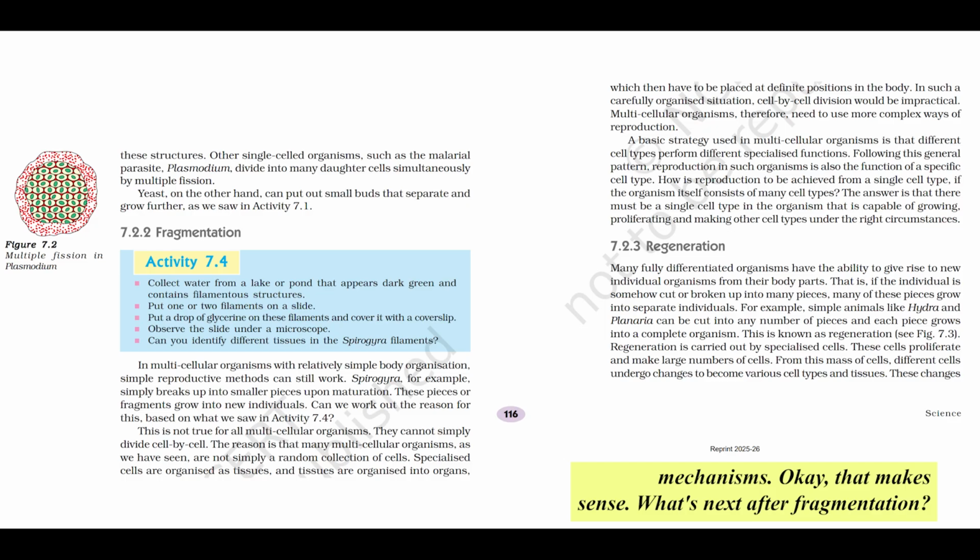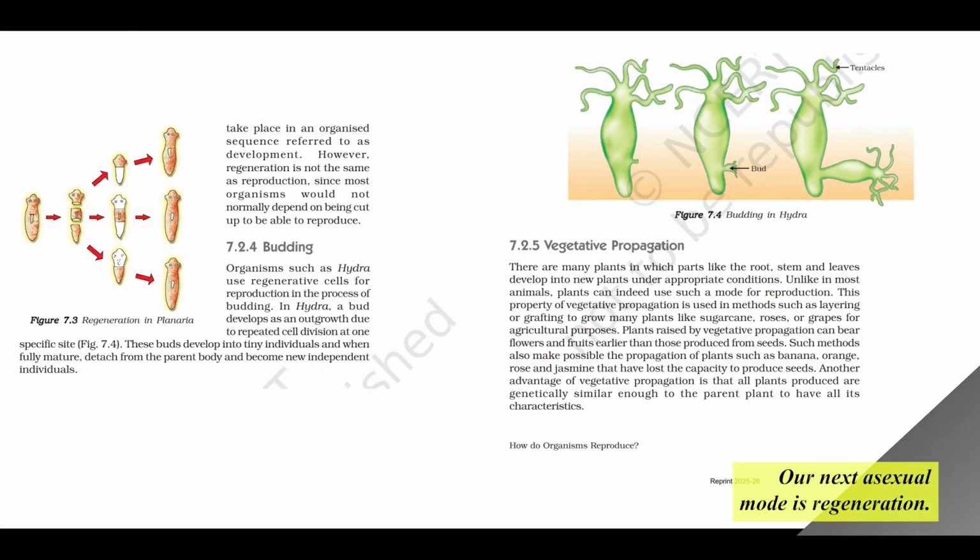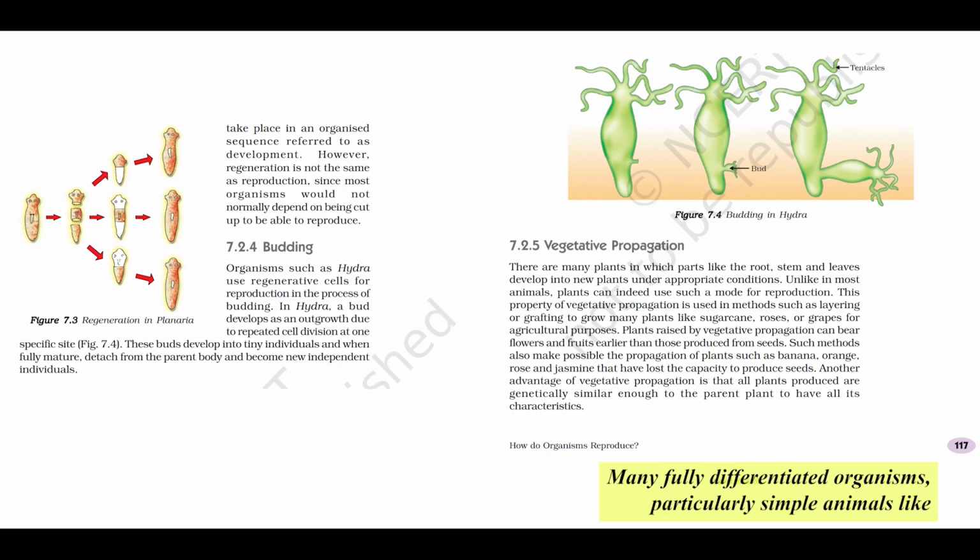Okay, that makes sense. What's next after fragmentation? Our next asexual mode is regeneration. Many fully differentiated organisms, particularly simple animals like Hydra and Planaria, the flatworm, possess an amazing ability. They can give rise to new individual organisms from their body parts. This means if the individual is somehow cut or broken up into many pieces, a remarkable number of these pieces can grow into separate, complete individuals. For instance, if you cut a planaria into several pieces, each piece can grow into a whole new planaria. This phenomenon is known as regeneration.